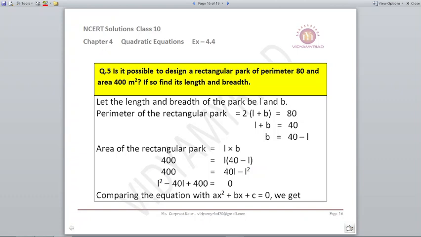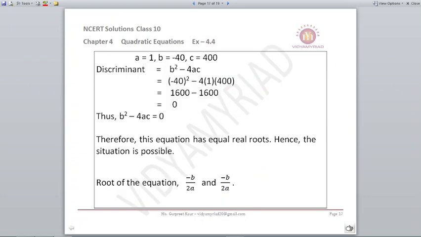What is the formula for area? Length into breadth. Length we have taken L and breadth we know is 40 minus L. We will substitute it and form a quadratic equation. It becomes L square minus 40L plus 400 equal to 0, which is in the form of ax square plus bx plus c equal to 0, which means a is 1, b is minus 40 and c is 400. Let's find out the discriminant and then we will decide about the real roots. b square minus 4ac you get equal to 0.